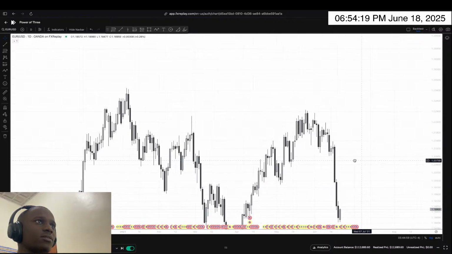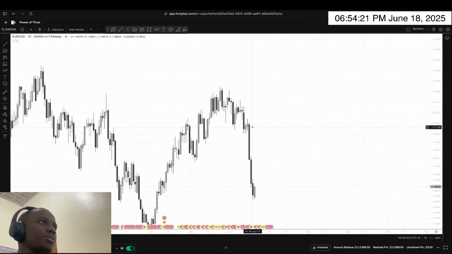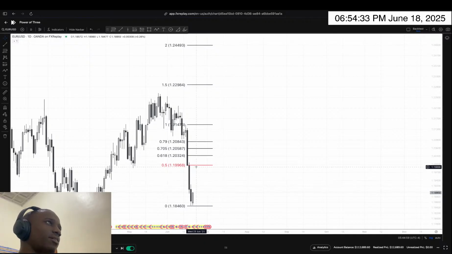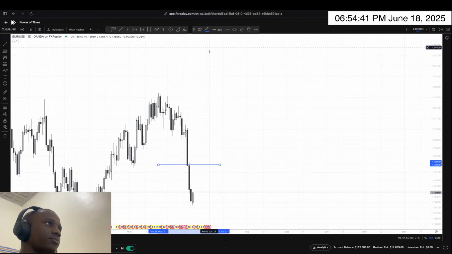Okay, from this retracement, I think we can rebalance. I can mark it from here to here, or even from here to this low. Yeah, we can have daily equilibrium here.